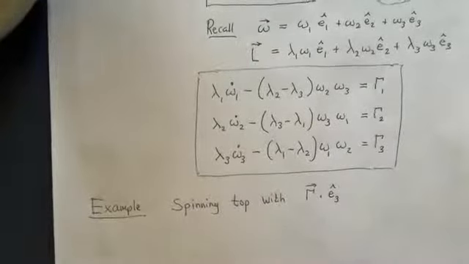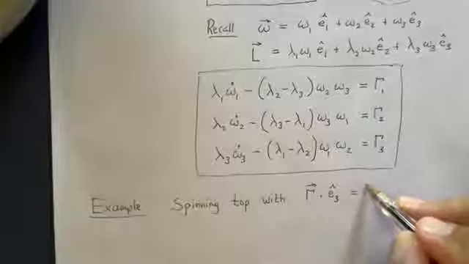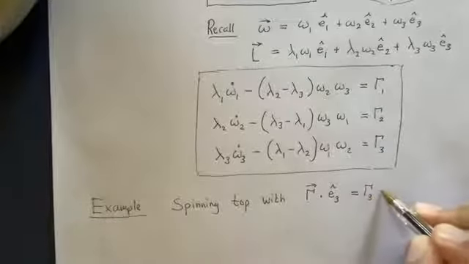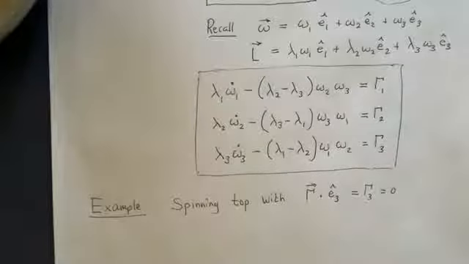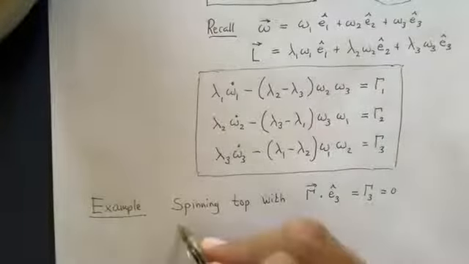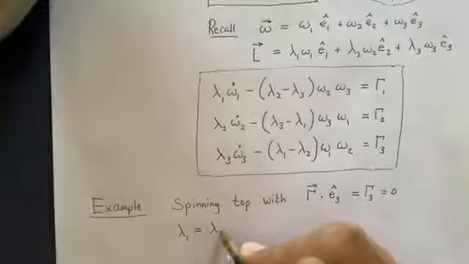Okay, that is to say, what we would call gamma 3. We'll assume there are no torques about the axis of symmetry. And furthermore, a spinning top has an axis of symmetry, so two of these eigenvalues are going to be equal. So we'll have lambda 1 equals lambda 2.